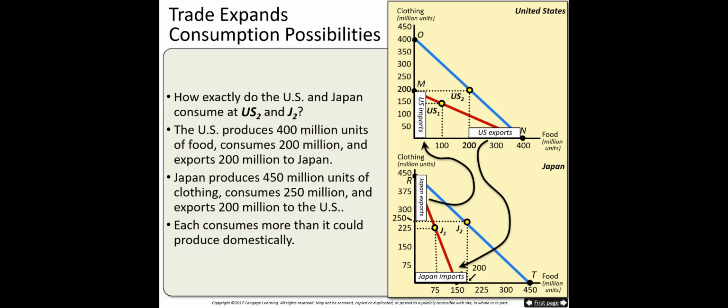Now the next question is, how exactly do the US and Japan consume at US2 and J2? The US produces 400 million units of food and consumes only 200 of them and exports the 200 to Japan. So therefore, Japan's production possibilities increase by 200 million food. And Japan produces 450 million units of clothing and consumes only 250 million and then exports 200 million to the US. Therefore, each consumes more than it could produce domestically.